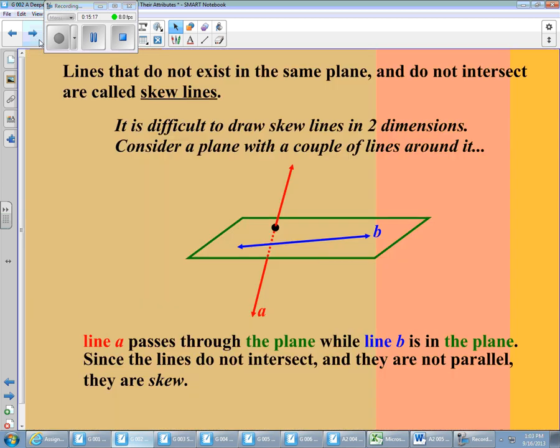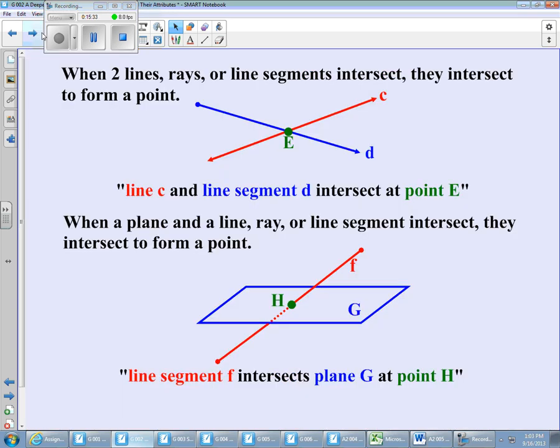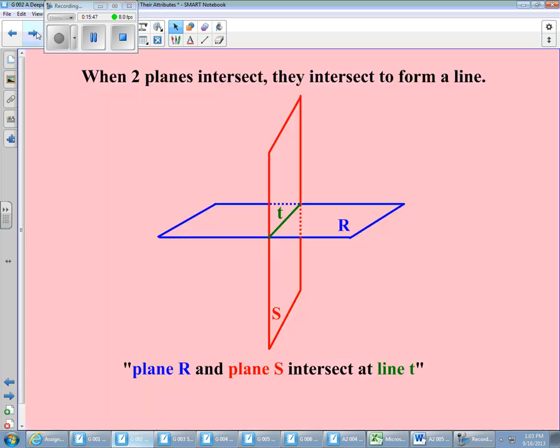Skew lines. A moment ago I asked you what these were. Here's two lines, and they are definitely not parallel. These are skew. They are skew because they are not in the same plane and they do not intersect. Here were some of these undefined terms. When two lines intersect, they're going to intersect to form a point. It's the only thing possible. If a line passes through a plane, it's going to intersect at a point. It's the only thing possible. And if two planes intersect, like the floor of the room and the front wall of the room, the intersection is going to be a line. It's the only thing possible.